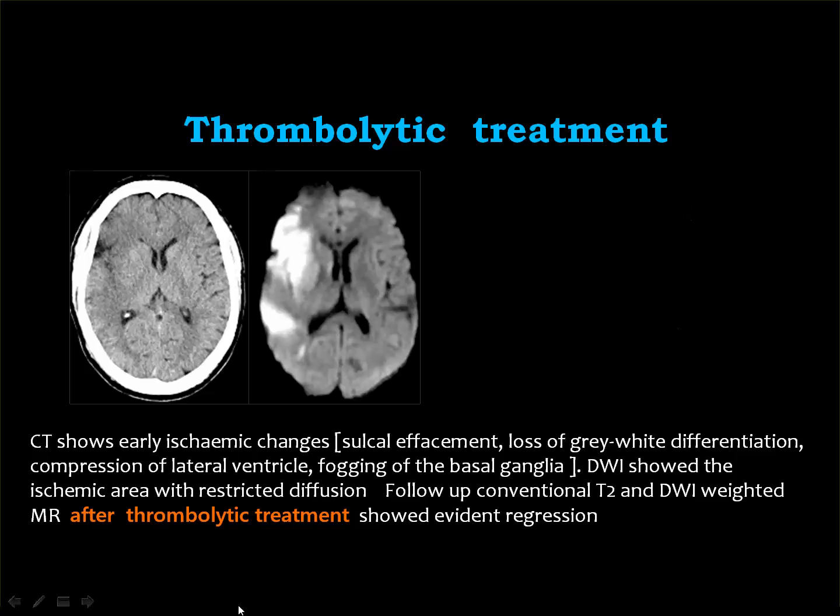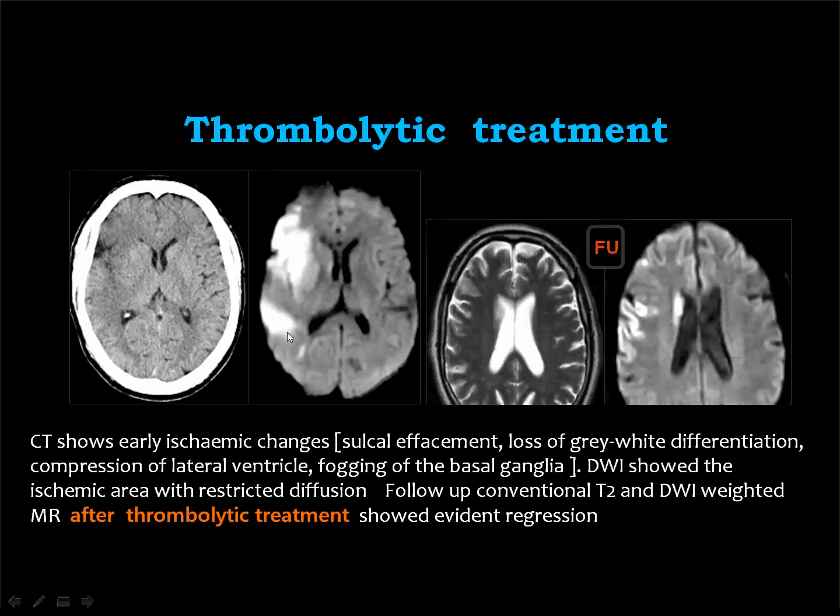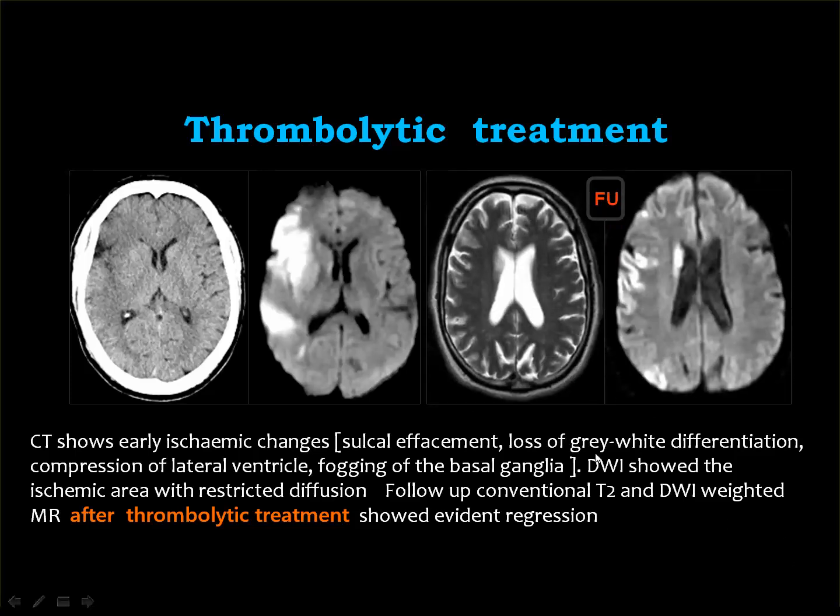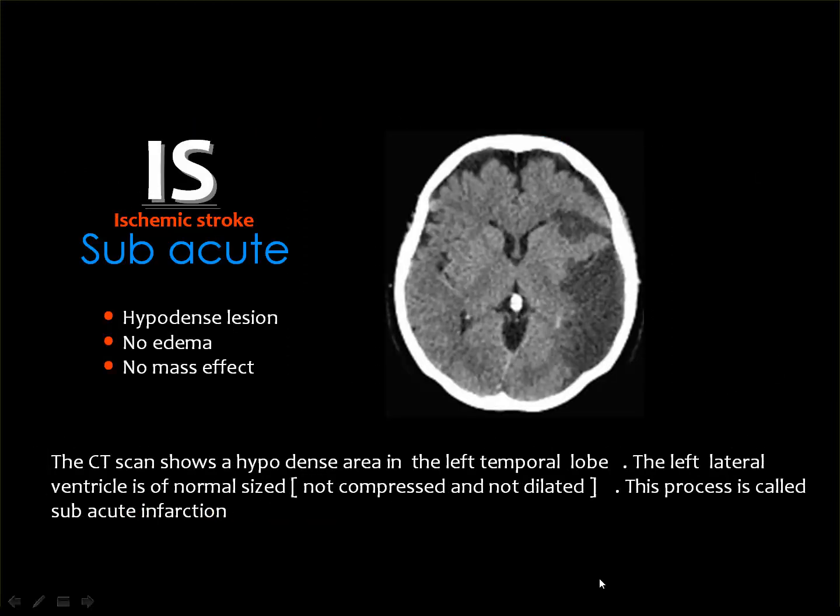This is an example. In the brain CT, you see nothing. In MRI diffusion, you see the full extent of the infarcted area. After thrombolytic intervention, you got significant regression of the ischemic brain tissue. And this is the goal of treatment, to save the patient from permanent irreversible damage.